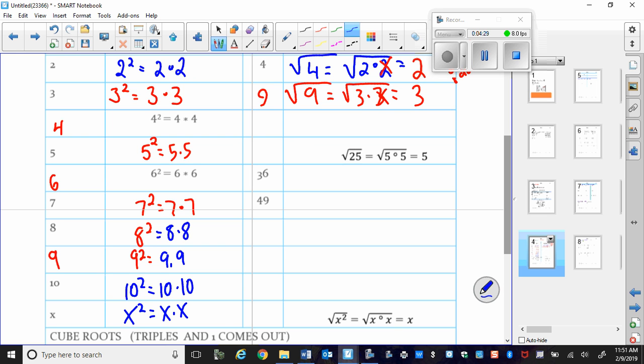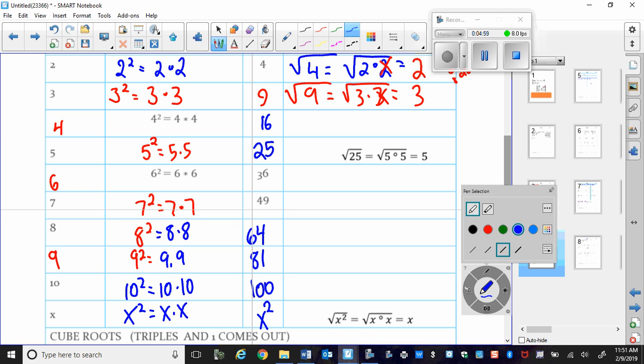Now, what's the product of these numbers? Well, 4 squared, or 4 times 4, equals 16. 5 squared equals 25. 6 squared equals 36. 7 squared equals 49. 8 squared equals 64. 9 squared equals 81. 10 squared equals 100. X squared equals x squared. All right? Now, going backwards.